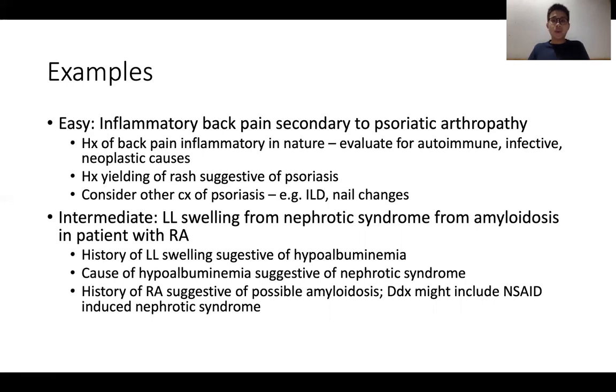Then the next door you have to go through, the next floor you have to explore, would be what is the cause of nephrotic syndrome. So you take further history and then you come to a suggestion that there might be amyloidosis. And at the level of amyloidosis, there's another door that has to be entered because you have primary and secondary amyloidosis, and further history may yield clinical features suggestive of rheumatoid arthritis. So this second, what we call intermediate difficulty case, has several more levels compared to the first one.